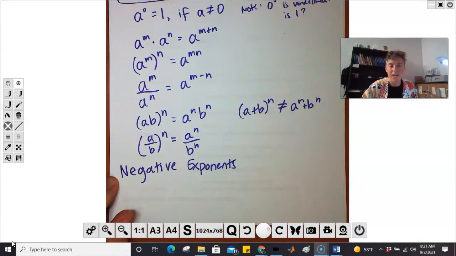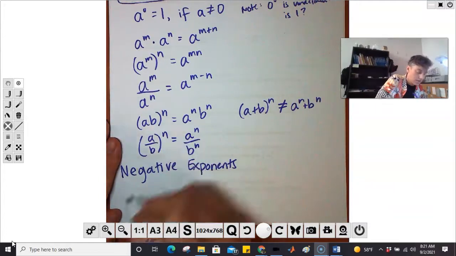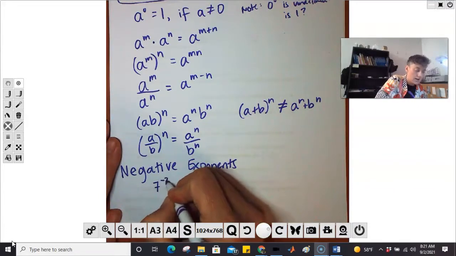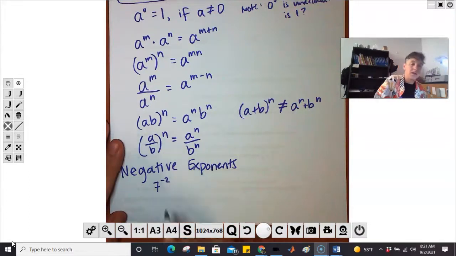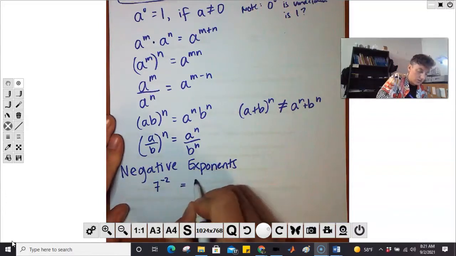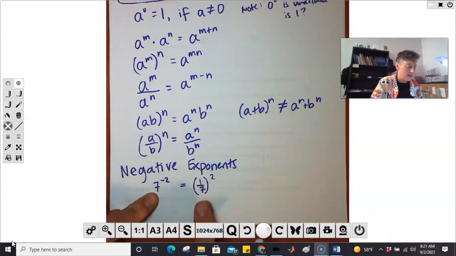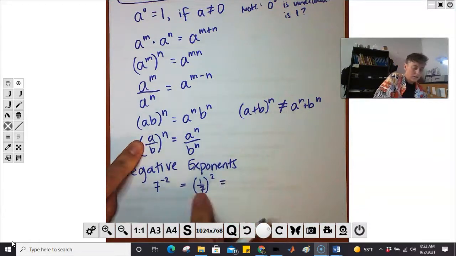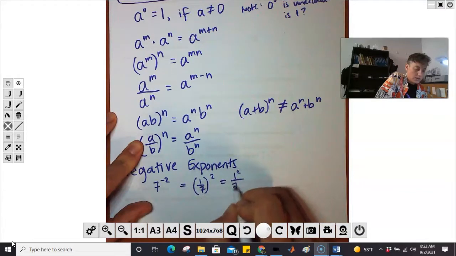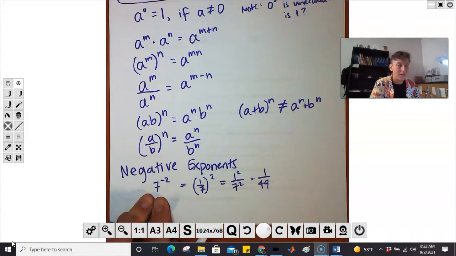One other thing I want to talk about, negative exponents. So if you have something to a negative exponent, that is equal to the reciprocal of that base to the positive exponent. So that is equal to the reciprocal, which would be 1 over 7 to the positive exponent. And then I can use this property right here, distribute that exponent to each part. 1 squared over 7 squared is going to be 1 over 49. So a negative exponent is equal to the reciprocal to the positive exponent.